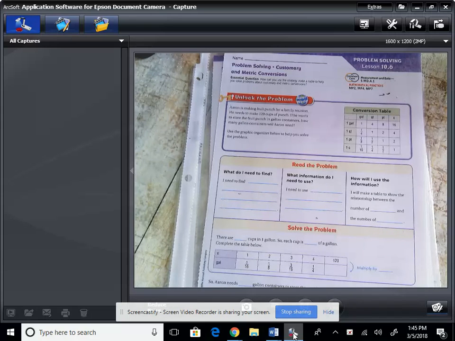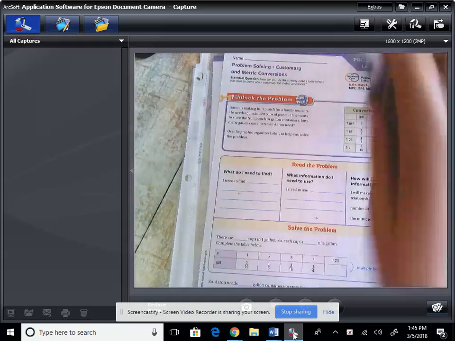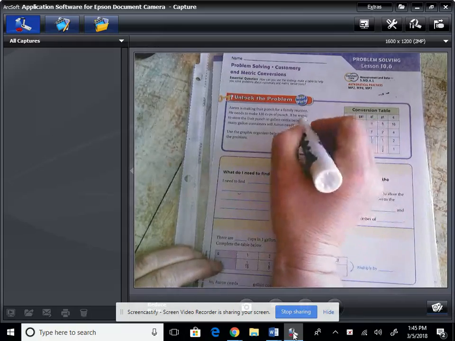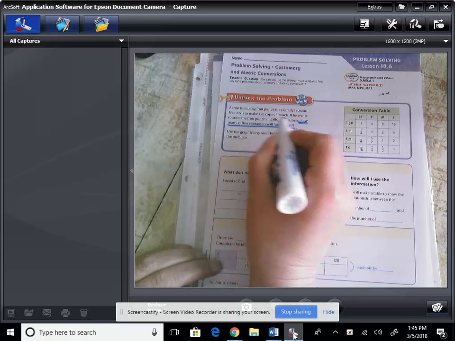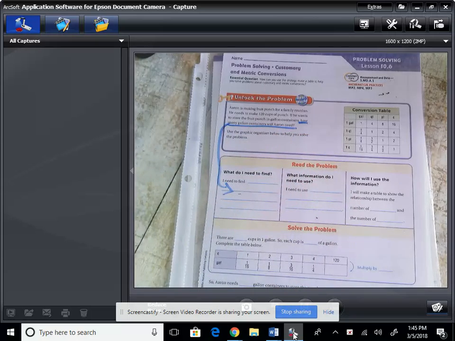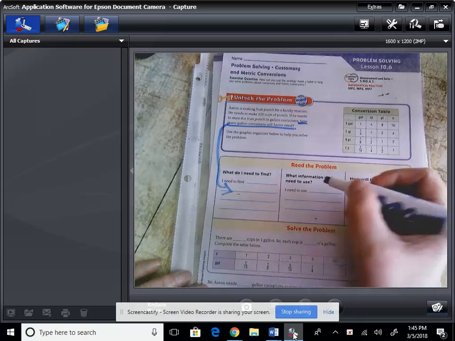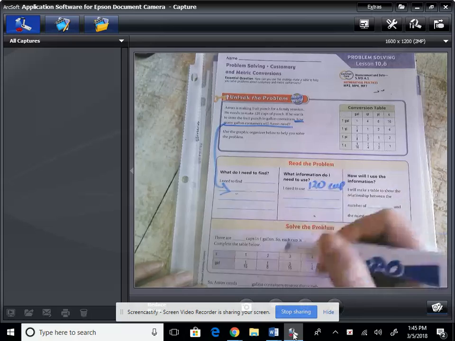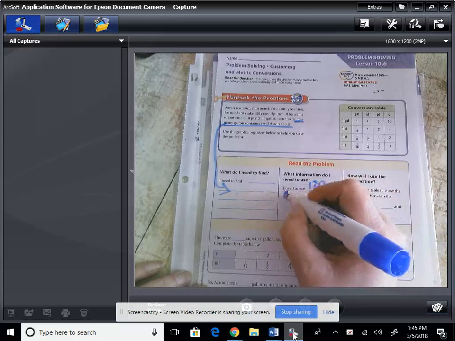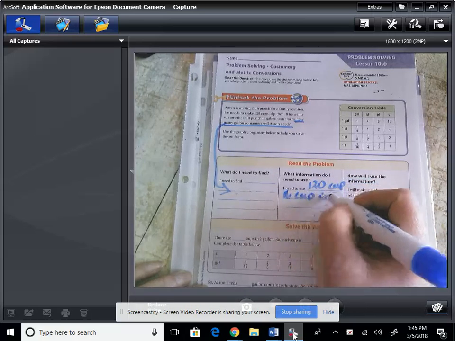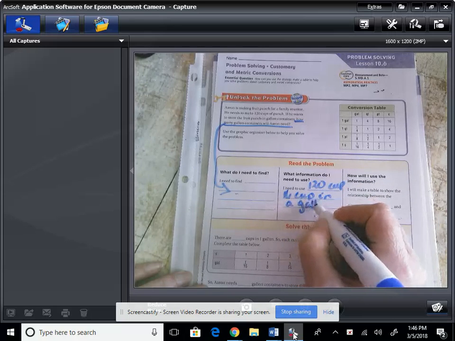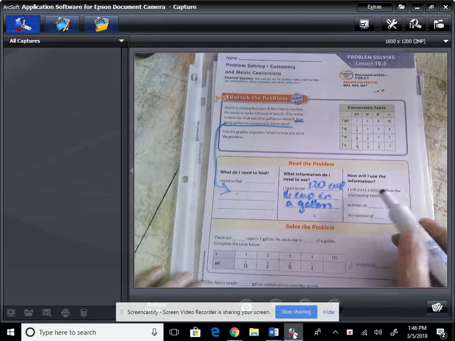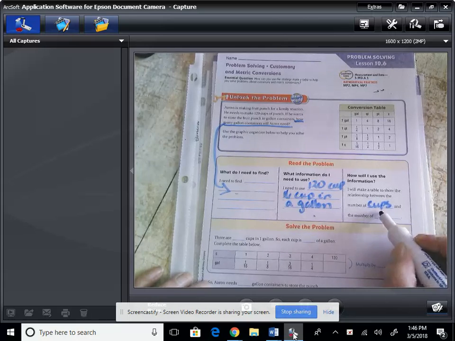All right, so what do we need to know? Well, I need to know how many gallon containers he will need. That's what I need to know. What's the information I need? Well, I need to know that there's 120 cups of punch, and I also need to know that there are 16 cups in a gallon. How will I make a table to show the relationship between the number of cups to the number of gallons?